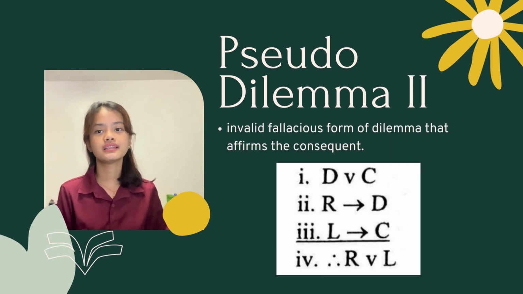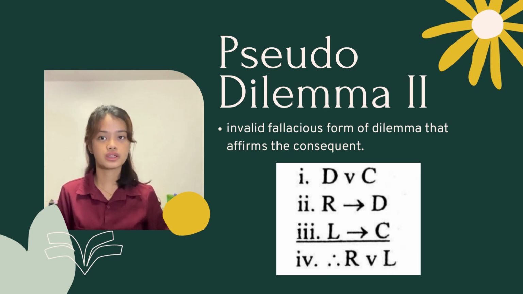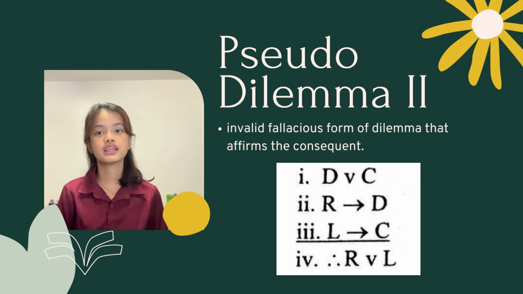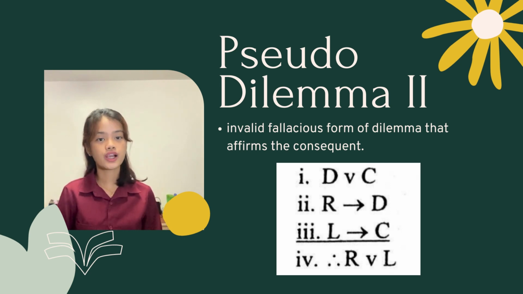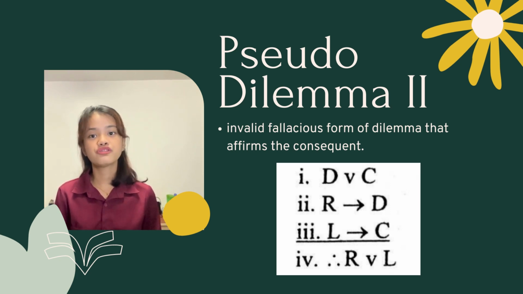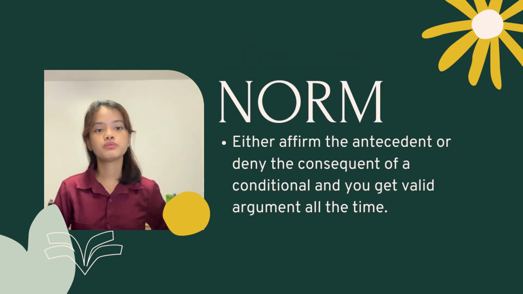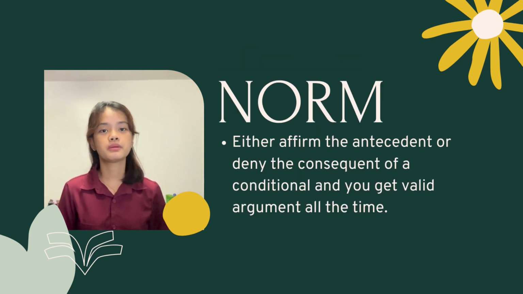Pseudo-dilemma 2, on the other hand, is an invalid, fallacious form of dilemma that affirms the consequent. So, hindi niya pwedeng i-affirm yung antecedent as mentioned. The structure for this is as follows. First, either D or C. Second, if R, then L. And third, if L, then C. In conclusion, therefore, either R or L. It affirms the consequent of premises 2 and 3, so hindi niya pwede i-affirm yung antecedent as mentioned dun sa description ng pseudo-dilemma 2. Lastly, before we move on to Module 7, we must remember the norm.